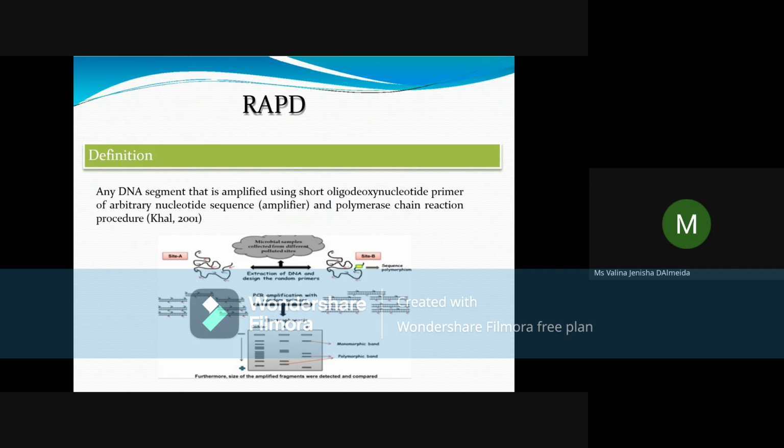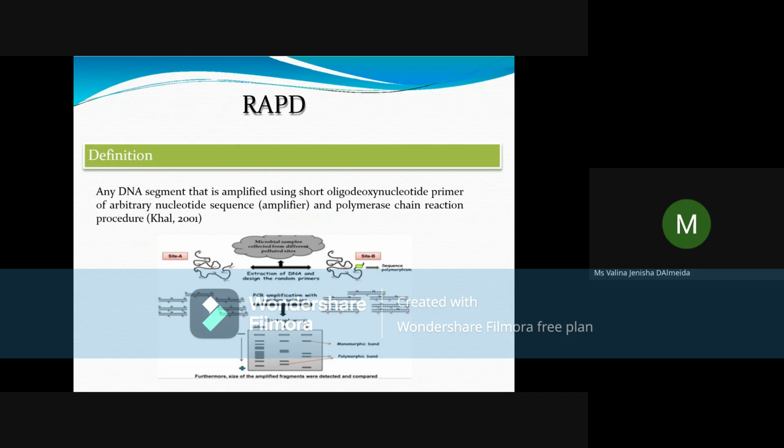The second technique is the RAPD technique. It is called random amplified polymorphic DNA. Now you need to understand this is one technique where you need not know anything about your DNA. You do not need any prior knowledge of the DNA, and you need not know much about your primer.